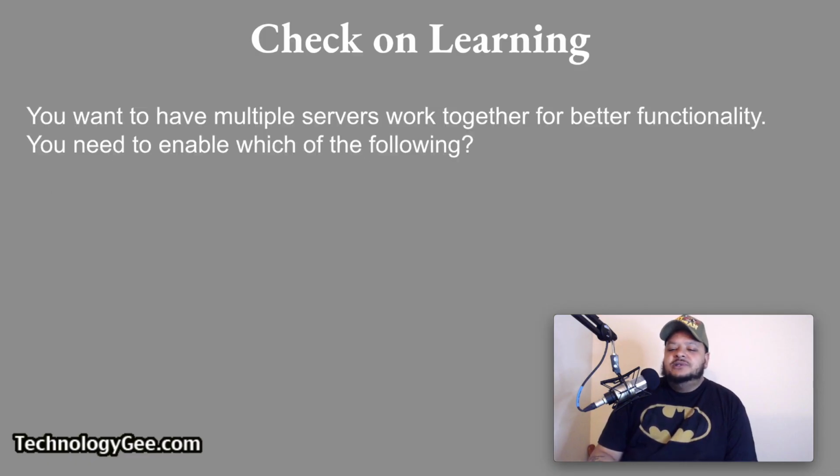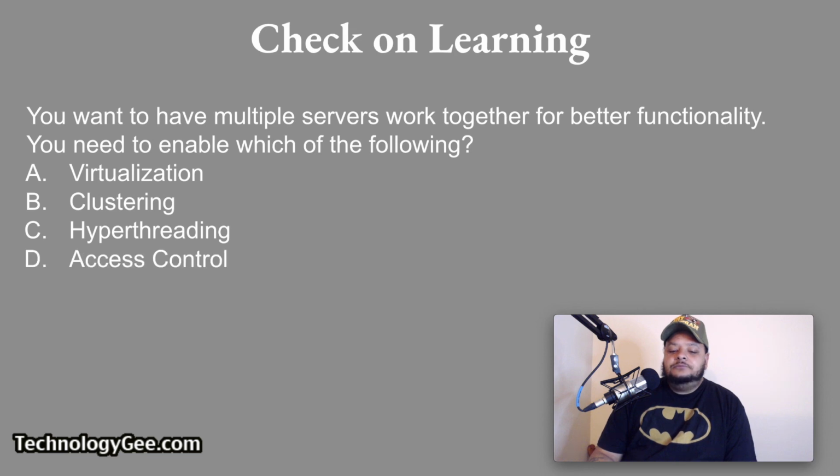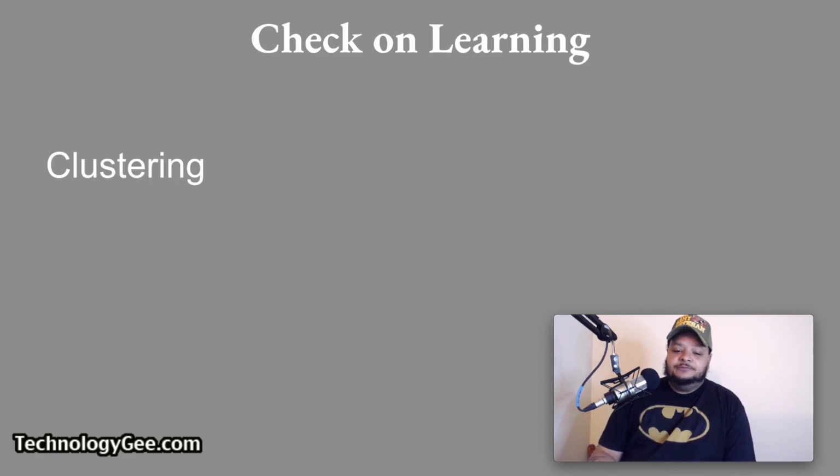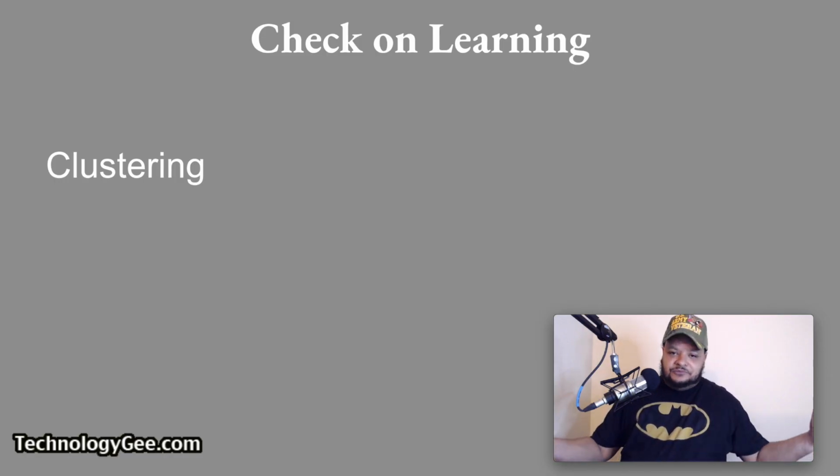You want to have multiple servers work together for better functionality. You need to enable which of the following? Would it be virtualization, clustering, hyperthreading, or access control? You have multiple servers that you need to work together. The correct answer would be clustering. So in clustering, basically you're corralling a bunch of servers, programming them to all function together to perform one main task so that one server doesn't get overwhelmed with all of the requests that are coming from clients, et cetera.